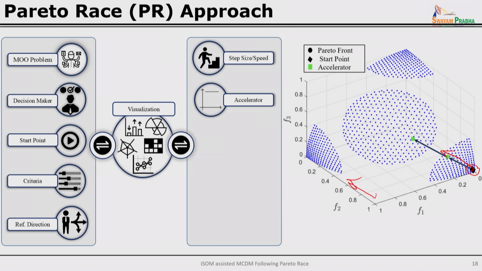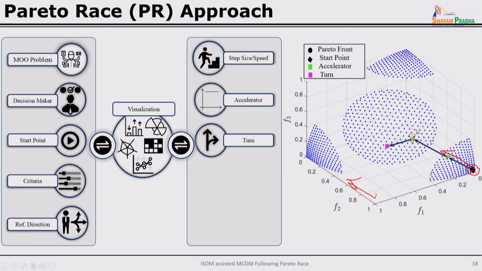Now they came up to this particular solution, and then maybe the decision maker says, okay, in this direction, the way these objectives are changing, I don't like it, I want to change my criteria. So they change the direction. By changing the direction, again this is the new direction and this is the step size, and they come up to a new solution.